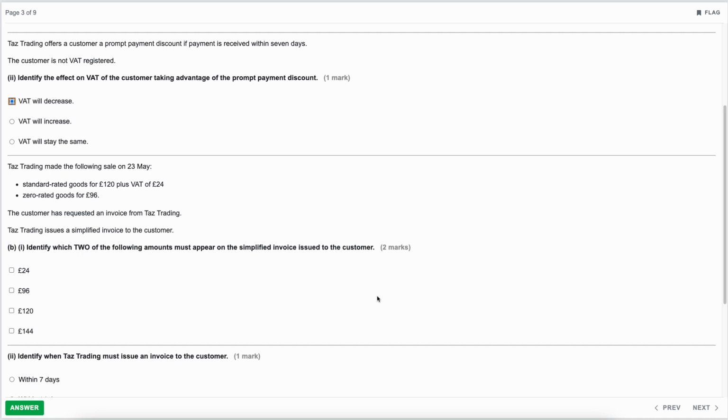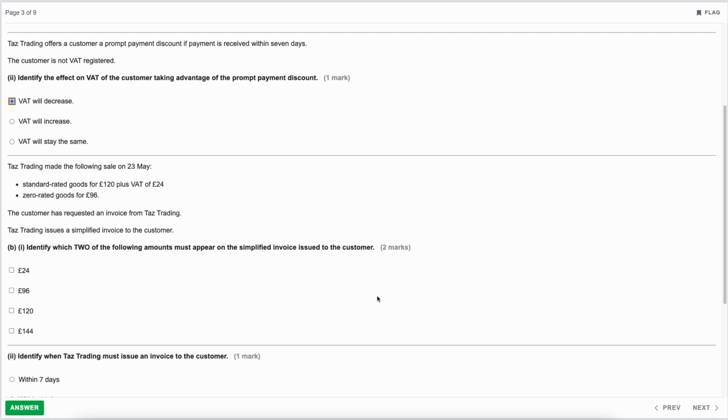Now on a simplified invoice, there are a few different items that we need to include. This information is included within the reference material. However, I have been teaching this for a very long time now, so it is pretty ingrained in my head. So for a simplified invoice, we need to include the VAT rates, and we also need to include the total or gross, whichever way you want to look at it, amount for each different rate of supply. So in here we have a standard rate of supply and we have a zero rated supply.